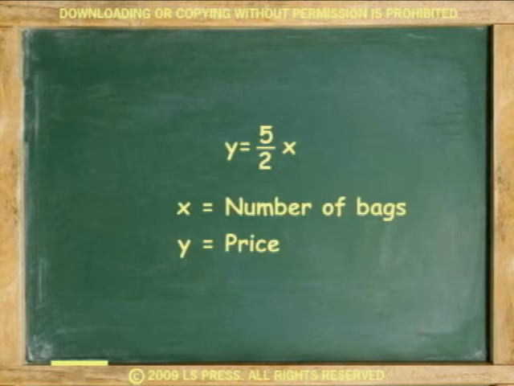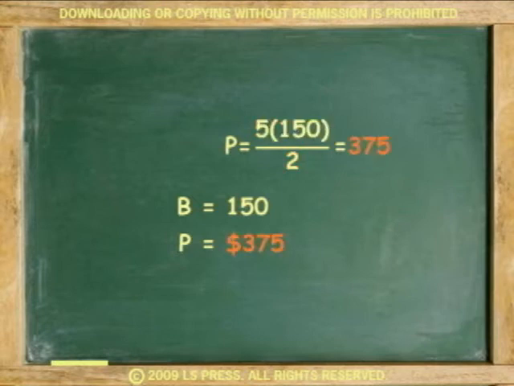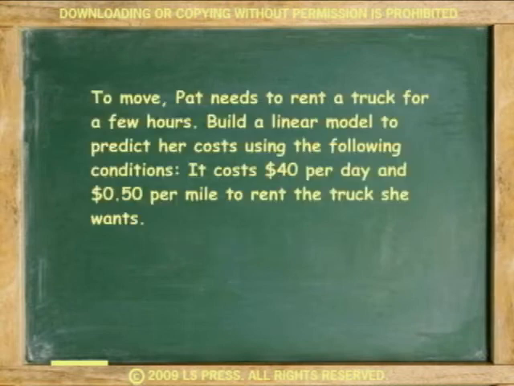Or we can change the variable x and call it b for bags, and y becomes p for price, to make it p equals 5/2b. For example, if b is 150, then p is 5 times 150 divided by 2, or $375.